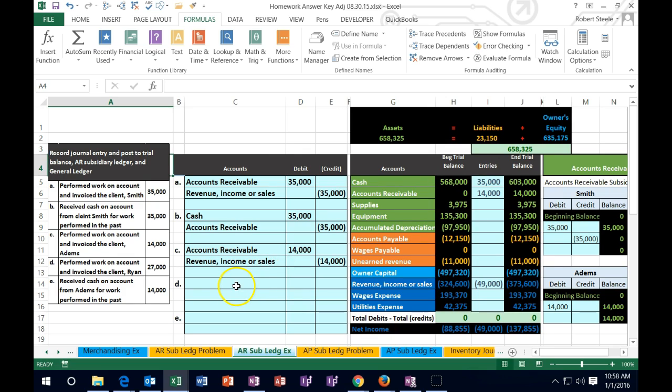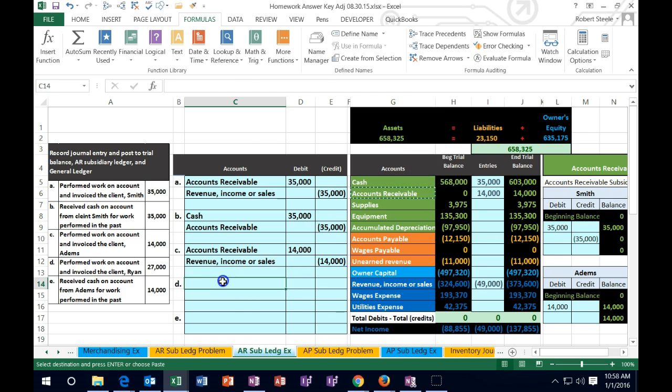We got D performed work on account and invoice the client Ryan. So same activity. We did work and we invoiced the client. So is cash affected? No, we invoiced the client. We haven't got the cash yet, but we did the work, and therefore people owe us money. The account that people owe us money is represented by the accounts receivable account. It has a debit balance represented by the fact that it has no brackets in the number, and we need to make it go up because people owe us more money. How do we make it go up? We do the same thing to it, which in this case would be another debit. So I'm going to copy this one.